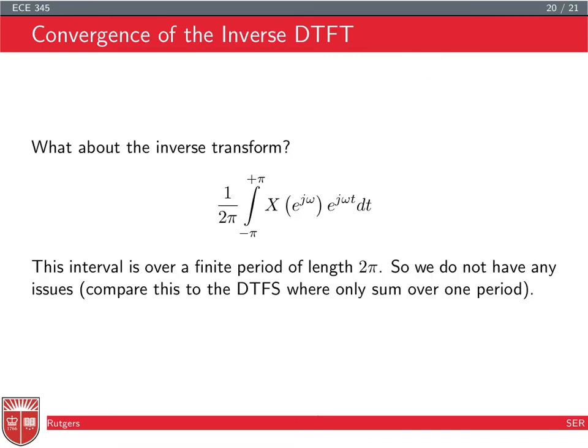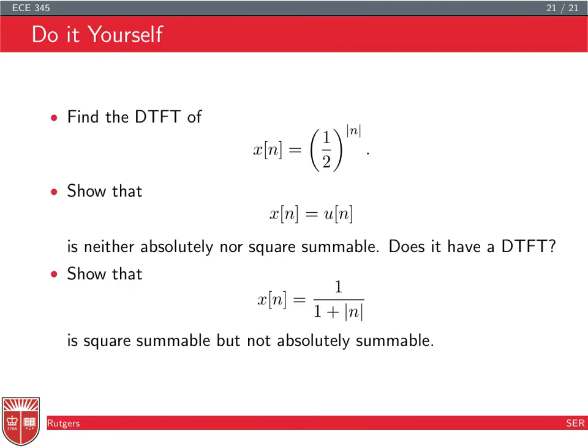Now, for the DTFT, like I said, you have to be a little bit careful and worry about convergence. But for the inverse transform, you don't have to worry about this because it's just an integral over a finite length, so typically there should not be any problem, given that X of e^{jω} is somehow well behaved. That is to say, you don't need to worry about the convergence of the inverse of the DTFT.